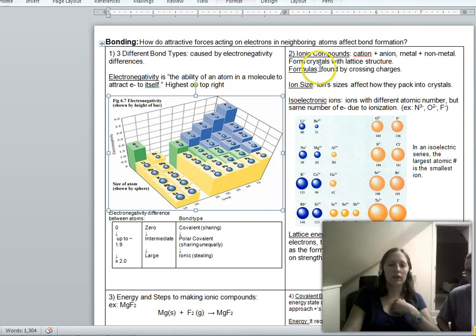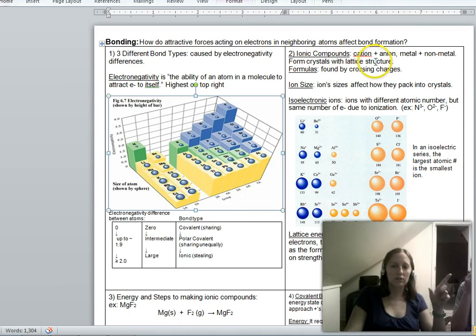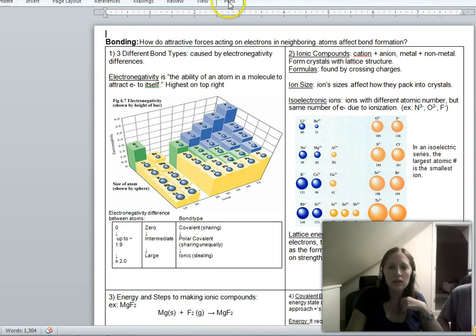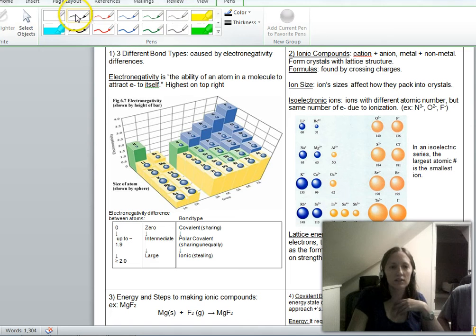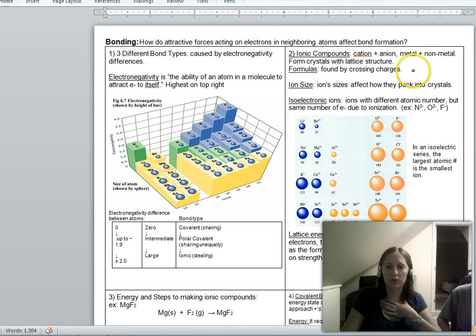So the crystal lattice structure, that's what that looks like. You're familiar with forming the formulas. That's found by crossing the charges, and that's something you should be familiar with. For example, magnesium and fluorine. Magnesium, the ion is 2 plus, fluorine is 1 minus, and you cross the charges in order to figure out that the formula is MgF2.